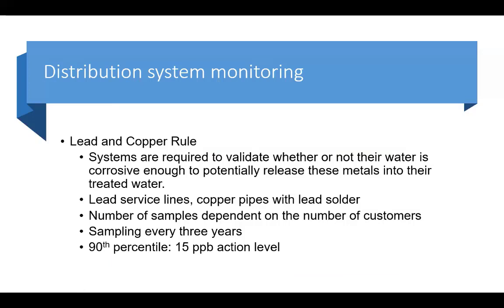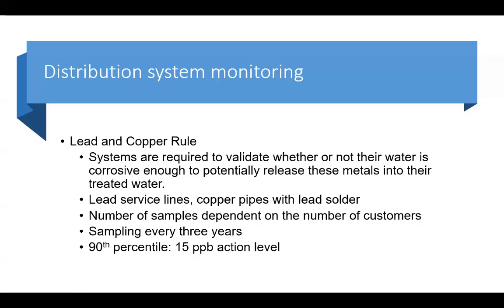The Lead and Copper Rule is the law that governs, regulates the level of lead in our drinking water systems in the U.S. And systems are required to validate whether or not their water is corrosive enough to potentially release lead or copper into the treated water. As I mentioned, there are no maximum contaminant levels for lead or copper. We focus on lead service lines and copper pipes with lead solder.